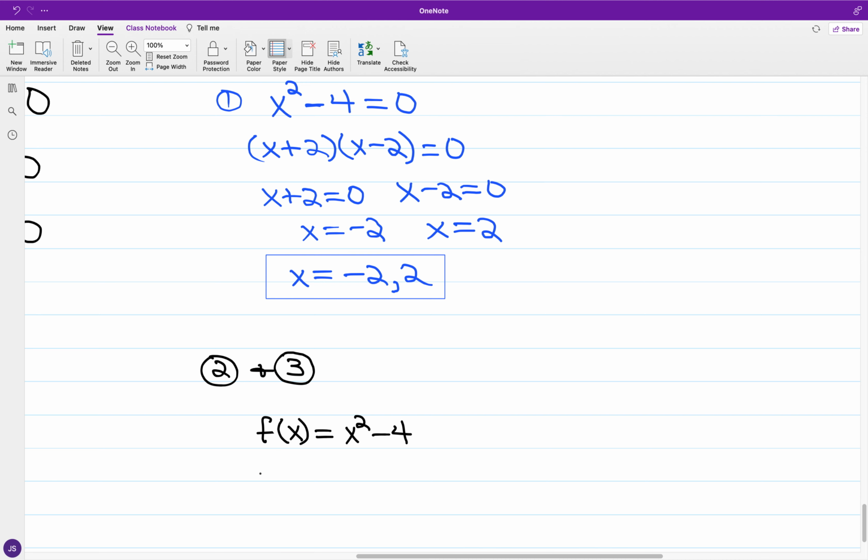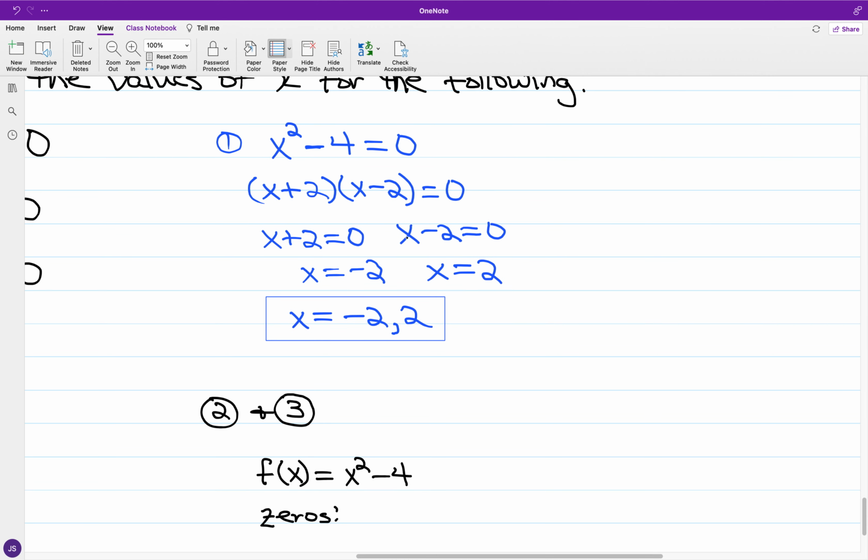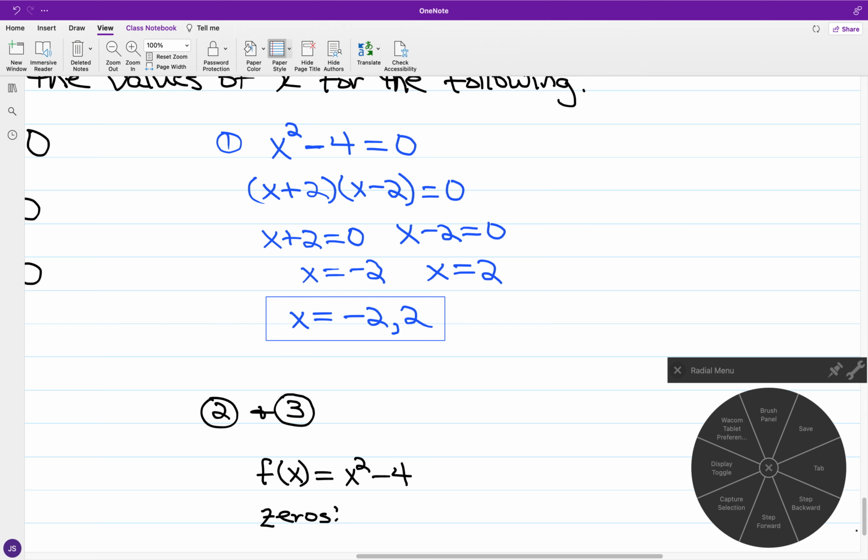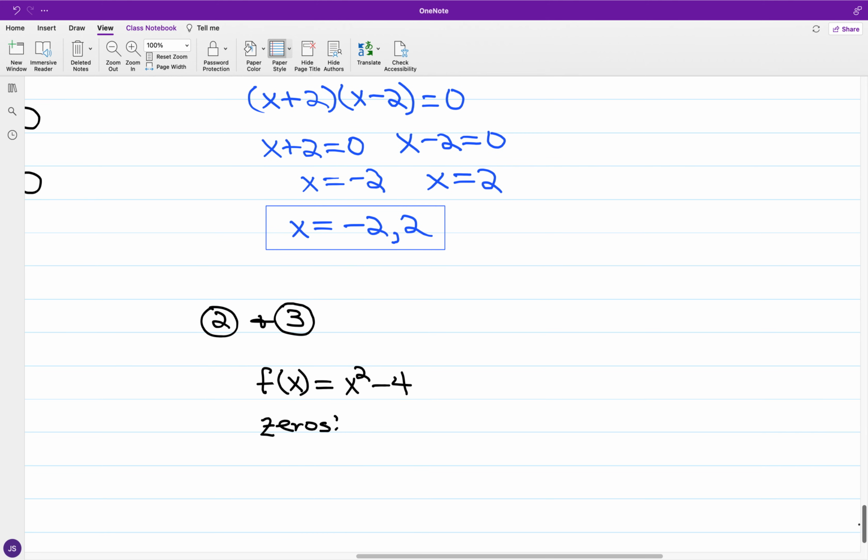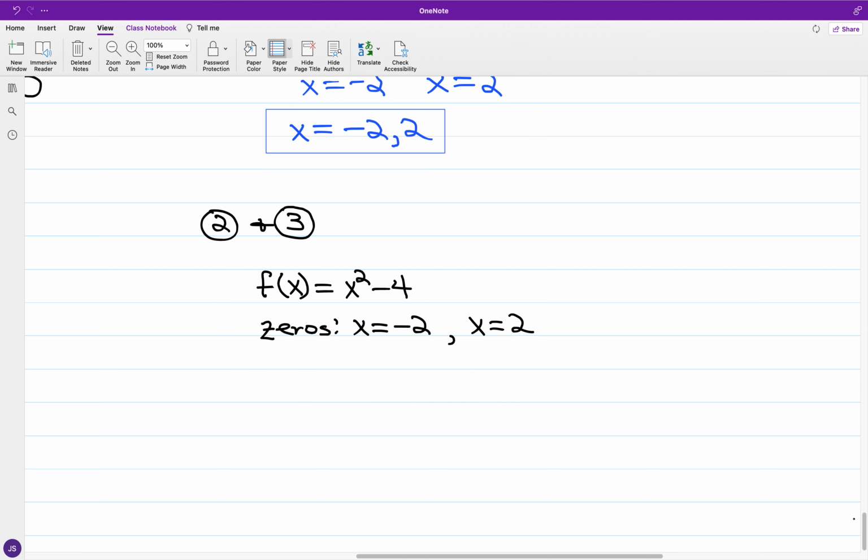And now for the zeros of f of x, in other words, what we just solved, whenever x squared minus 4 was equal to 0, we had the zeros at x equal to negative 2 and x equal to positive 2. And where the inequalities are going to come in, what I'm going to do here is set up a table.